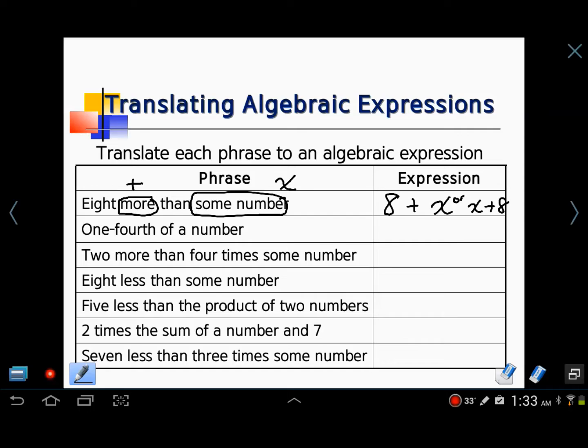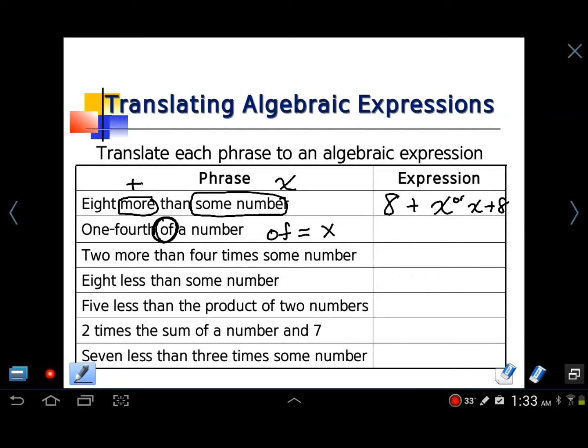Okay, here's another one. 1/4 of a number. Now, this word of seems kind of harmless, like it's just there, but that word of means a lot in algebra. It means a lot in math. Sometimes it basically just means of. However, in math, of means multiplication. When you see the word of, 9 times out of 10, it's going to mean multiply.